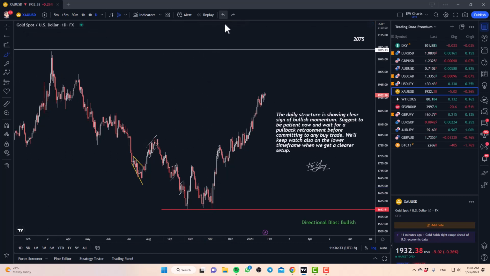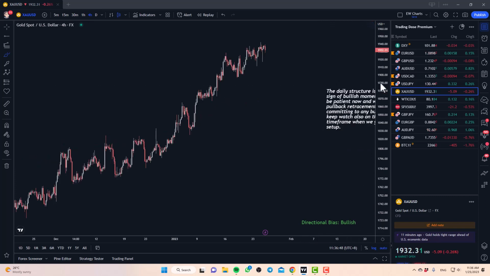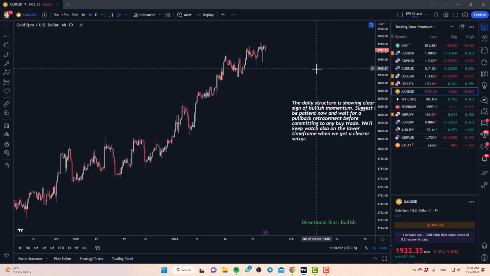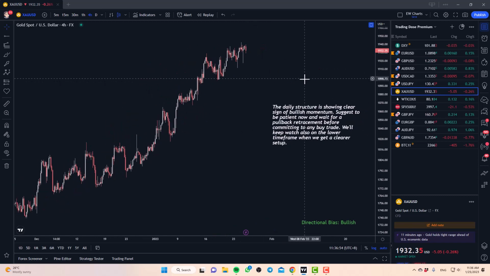There are some decent setups that you could have got in back then. But for now, because we have been seeing this kind of move up here, we haven't really had much of a decent pullback yet. From a daily time frame perspective, my suggestion is you probably just need to be patient. On the lower time frame is where we're starting to see a lot of signs that it's not the best time to get involved in a trade.